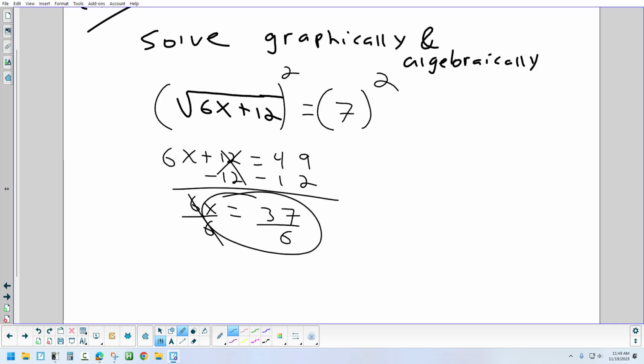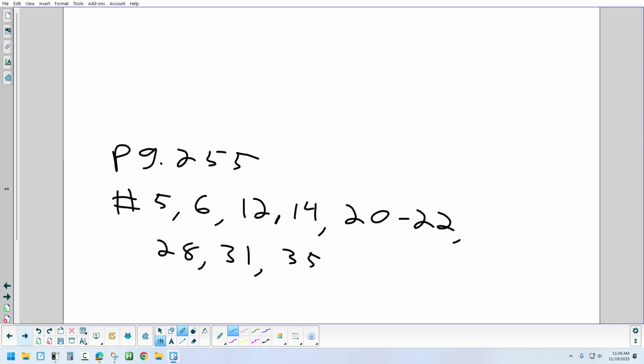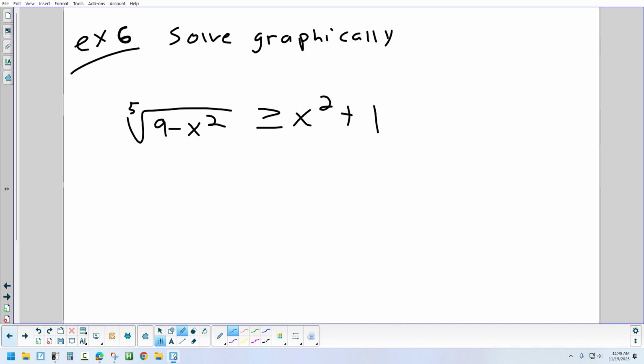All right. So any question on solving that kind of equation? All right. So the last one. The last one we're not going to do algebraically. We're just going to type it in y1 and y2 and look for where the graph on the left is above or equal to the graph on the right.